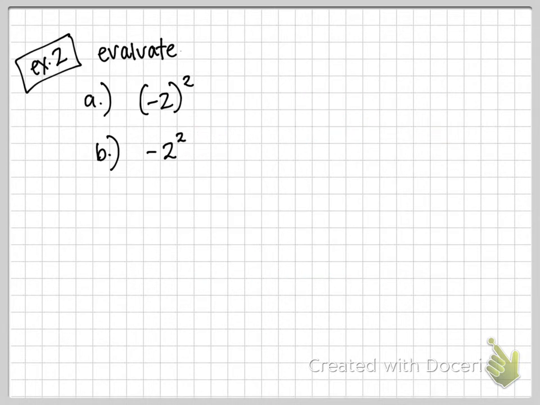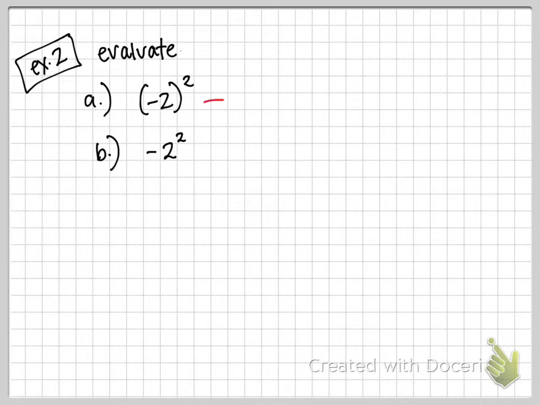Negative 2, that is in parentheses, squared, or to the second power. And then we have negative 2 not in parentheses, to the second power, or squared. They will have different answers, so be careful with your signs.